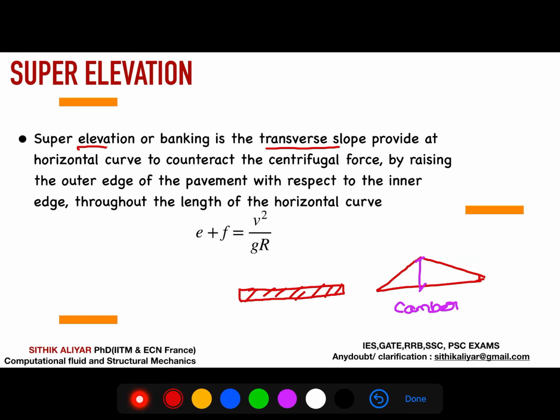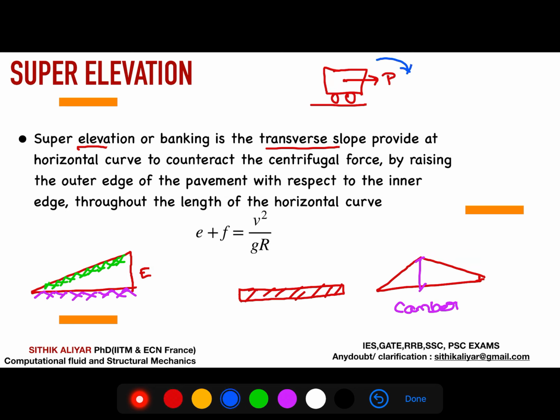Now the point of super elevation is that we are going to raise the outer edge of the road surface. The road surface was something like this, and we have raised the outer edge of the road surface to help the vehicles avoid overturning. Remember one statement: the centrifugal force on a vehicle will always act outwards, trying to topple your vehicle.